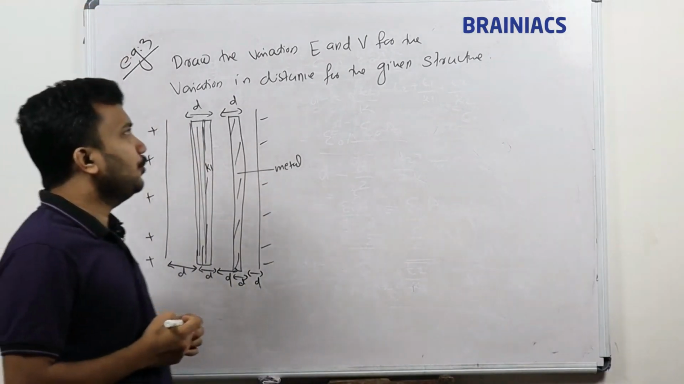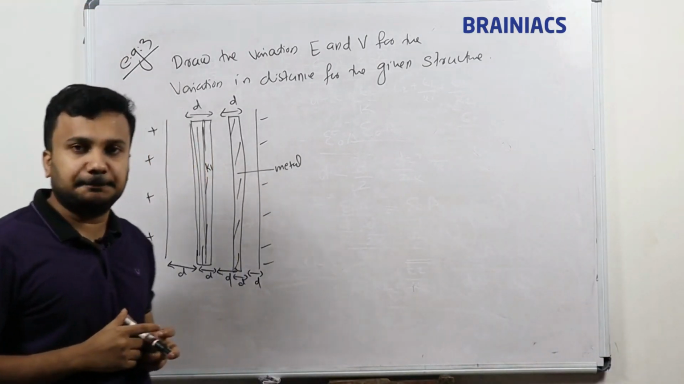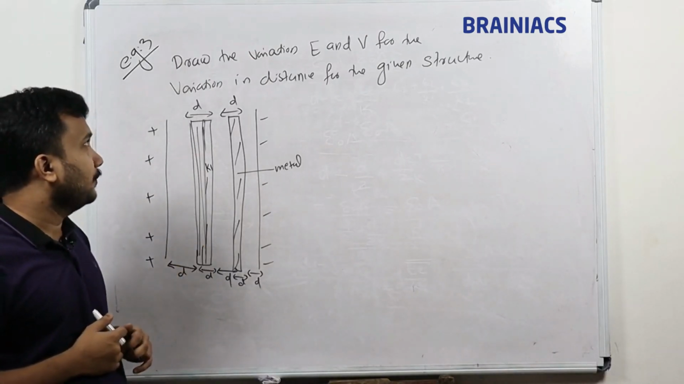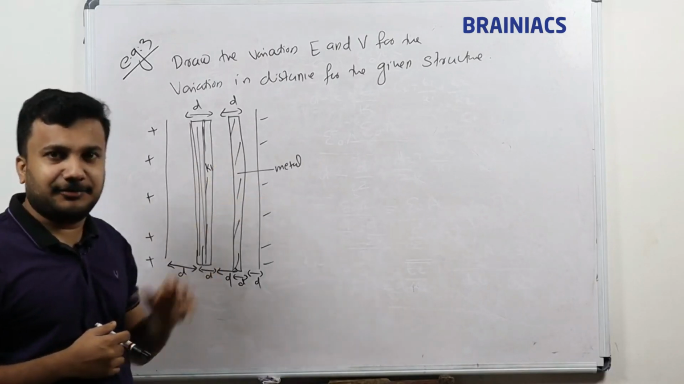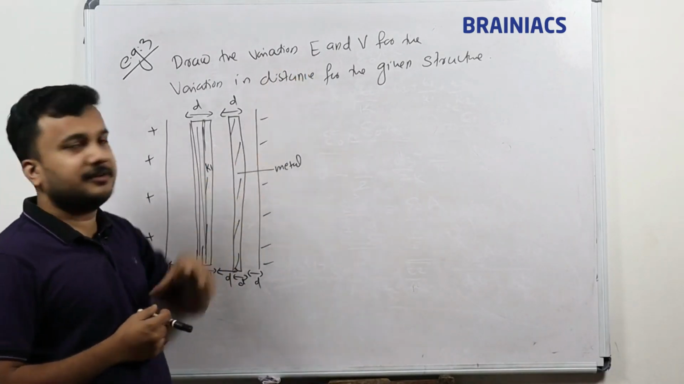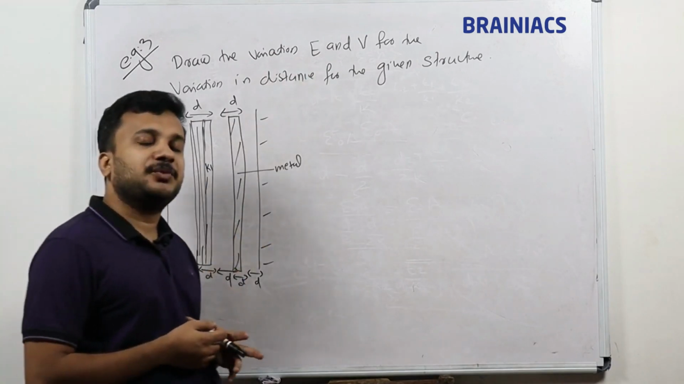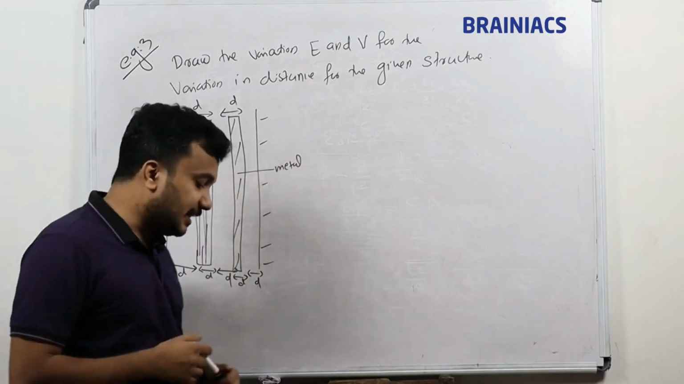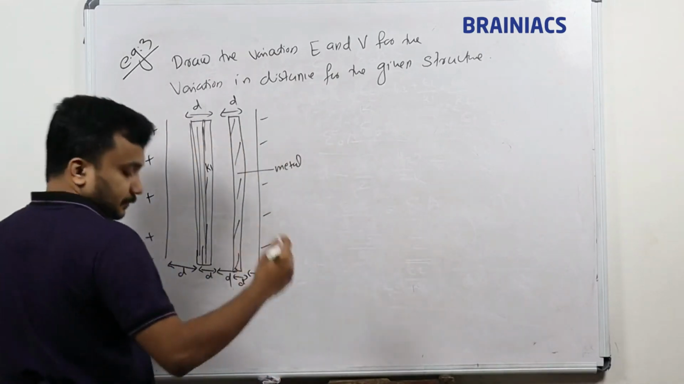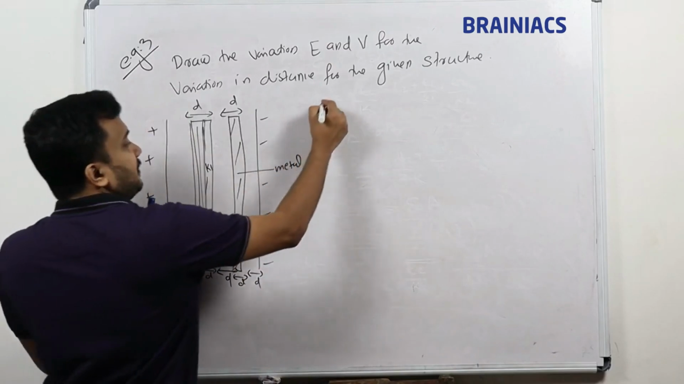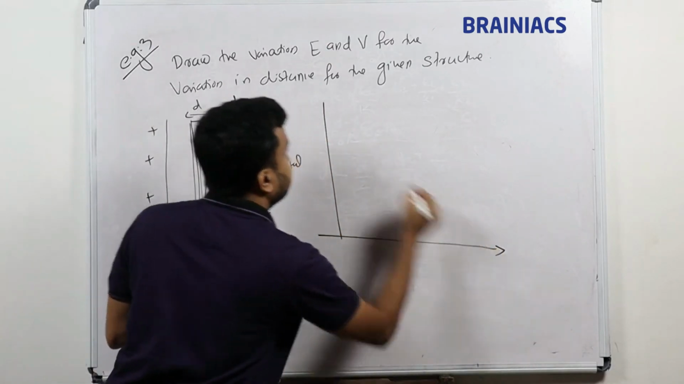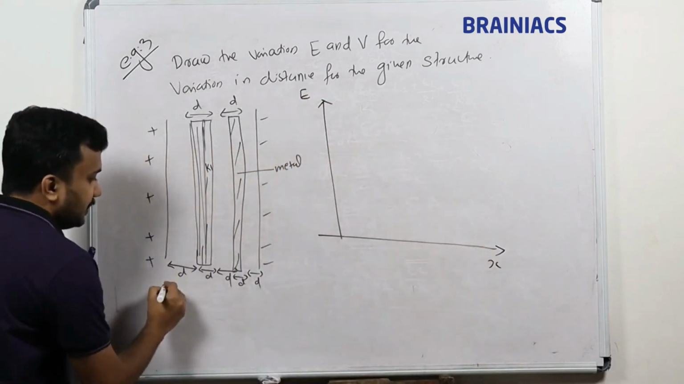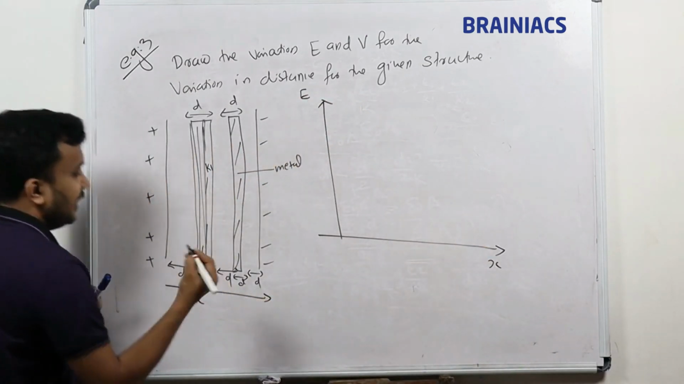So what we are going to do here is draw a graph which shows the variation of electric field. That is one set of graph. Another set of graph shows the variation of potential with respect to distance. Let's start with the electric field. Distance x means from here to here. This is the distance called x.